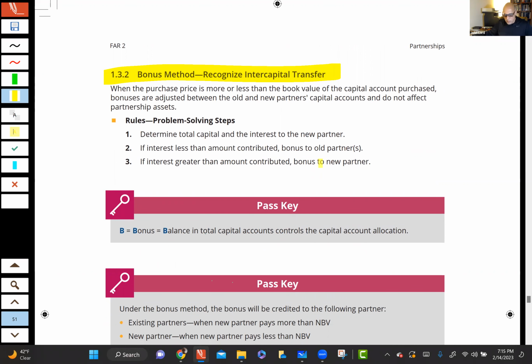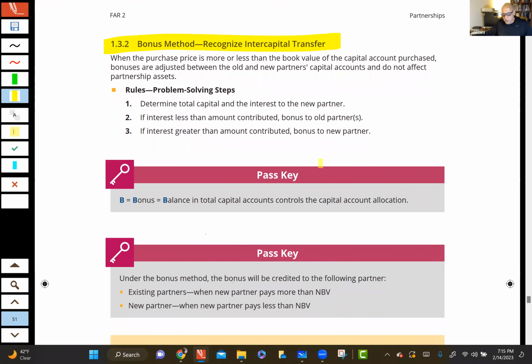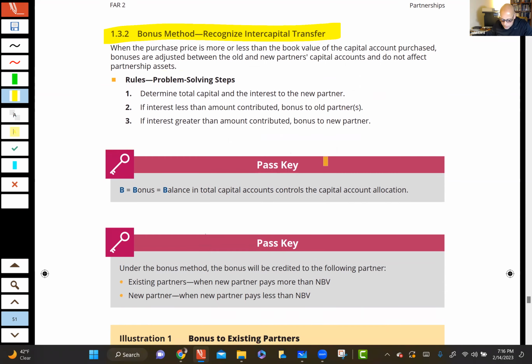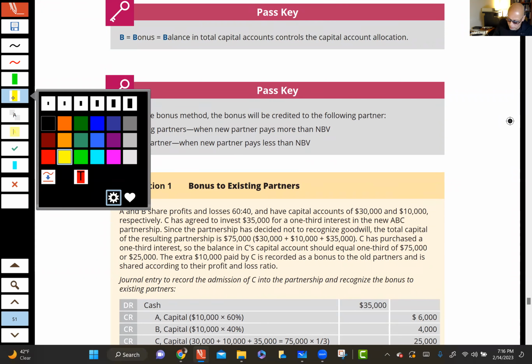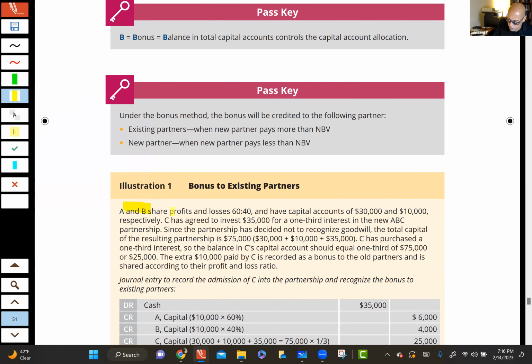Now, what happens? Generally, the bonus is paid to the existing partners when they admit. Remember, we're talking about admitting a new partner. And when they admit the new partner, they will share that bonus in whatever their profit sharing ratios are. So let's look at that and write it out. Here's their profit sharing ratios, 60-40. So A gets 60%, B gets 40% of whatever the bonus turns out to be.